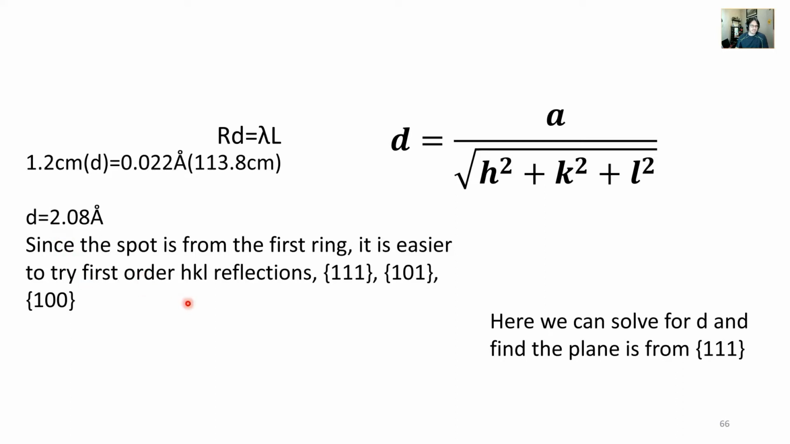The spots on the first ring, as I've said before, are one of these families: 111, 101, or 100. We can plug it into this equation. We're assuming cubic. In fact, we were told it was copper, so we knew the lattice parameter A. One thing I will say, if you've gotten to the point where you're getting diffraction patterns, you pretty much know what you're looking at, because you have to know a lot about your material to make a specimen from it. But D equals A over the square root of H squared plus K squared plus L squared. We solved for it, and we figured out that it came from 111.